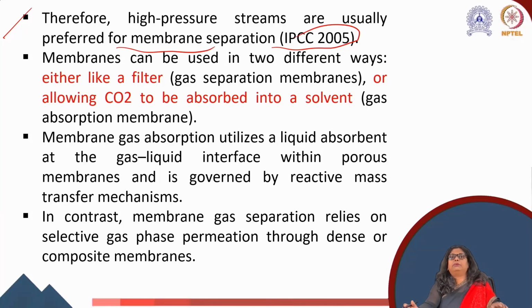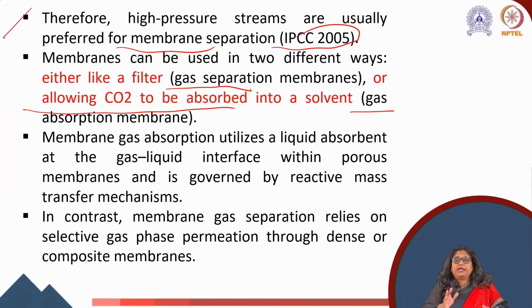Membranes can be used in two different ways. Either like a filter, where we use a gas separation membrane, or we allow CO2 to be absorbed into a solvent, and this is the case of the gas absorption membrane. Membrane gas absorption utilizes a liquid absorbent at the gas liquid interface within the porous membrane, and it is governed by the reactive mass transfer mechanism.